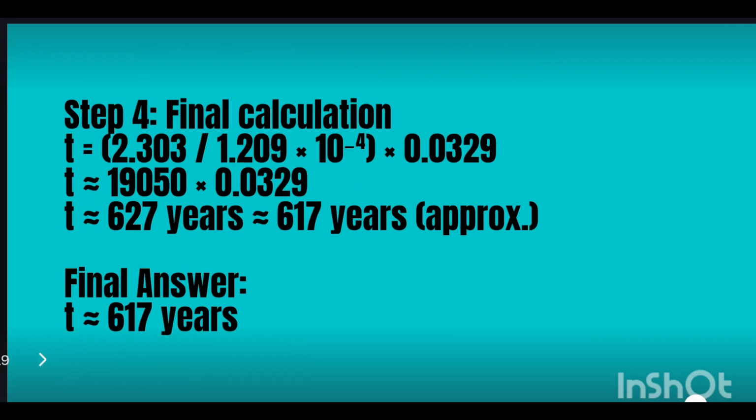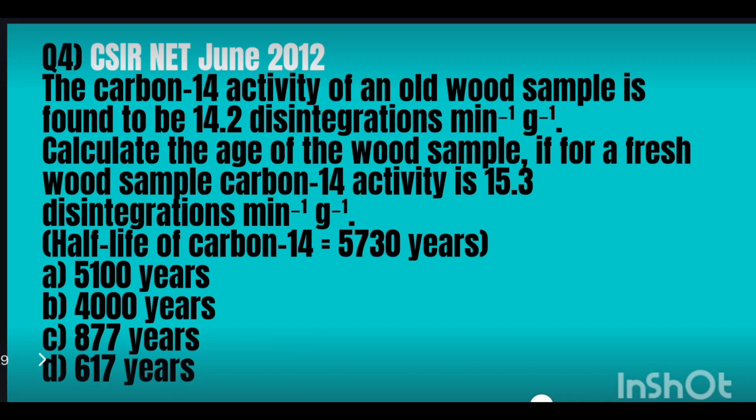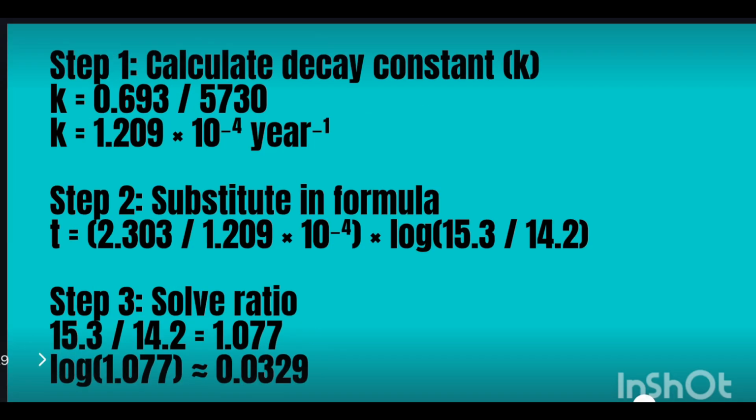Now we'll substitute this in this equation. t is equal to 2.303 divided by 1.209 into 10 to the power minus 4 into 0.0329. So finally we will get approximately 617 years. So the final answer t is equal to 617 years. See, this matches with option D, 617 years. This is the correct answer.